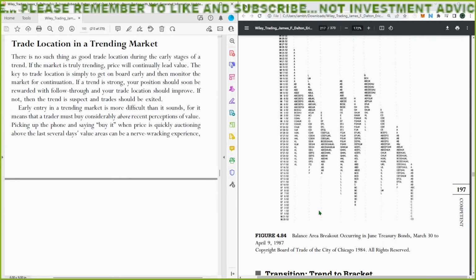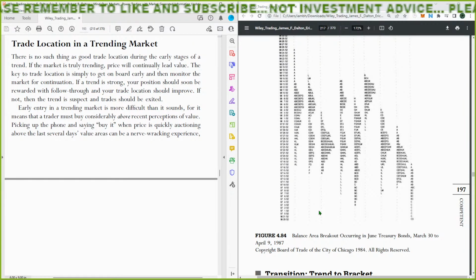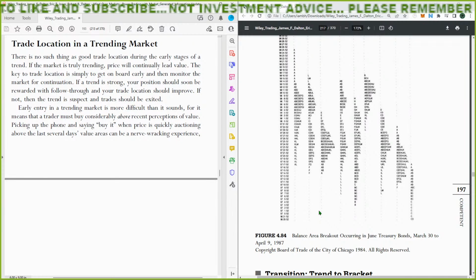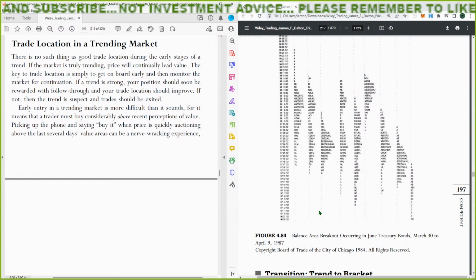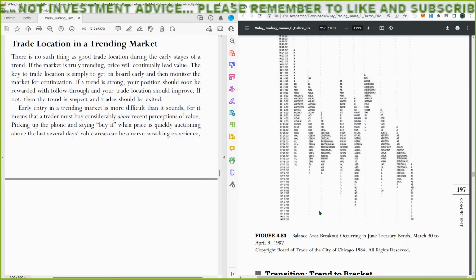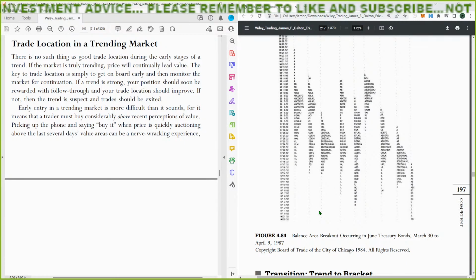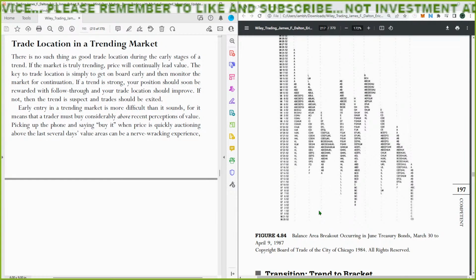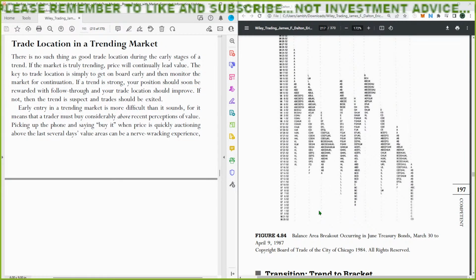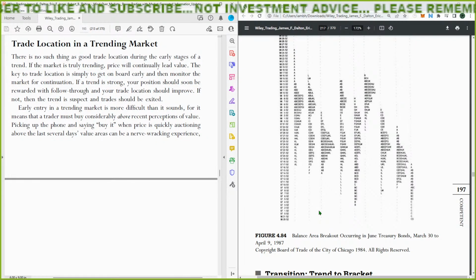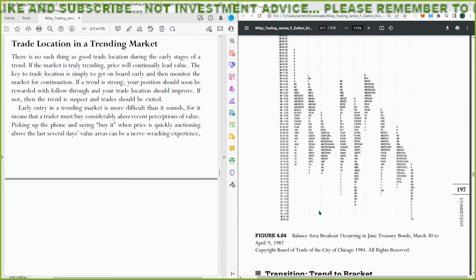Trade location in a trending market. There's no such thing as good trade location during the early stages of a trend. If the market is truly trending, price will continually lead value. The key to trade location is simply to get on board early and then monitor the market for continuation. If a trend is strong, your position should be rewarded with follow-through and your trade location should improve. If not, then the trend is suspect and the trade should be exited.